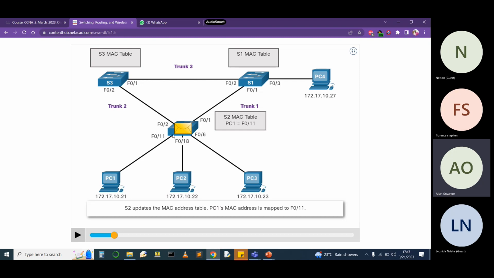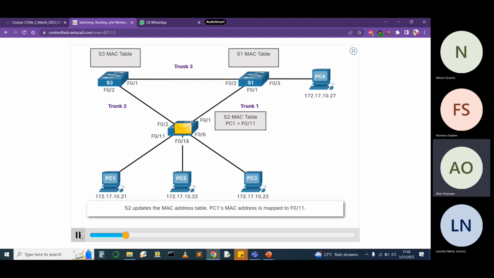So in this case, this switch is going to broadcast the message to S3, to S1, to PC3, to PC2, except to PC1, F0/1. Why? Because a frame can never come back to where it came from. And that is something very, very important. So let's see what happens here.